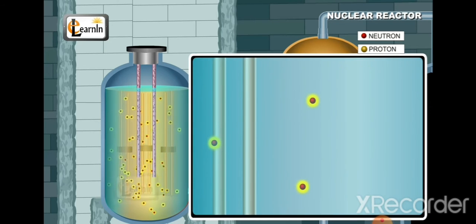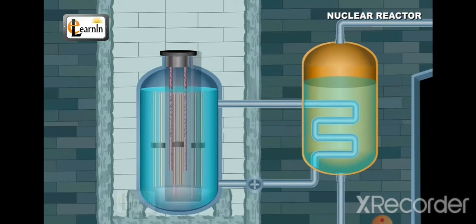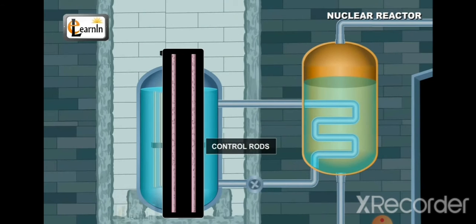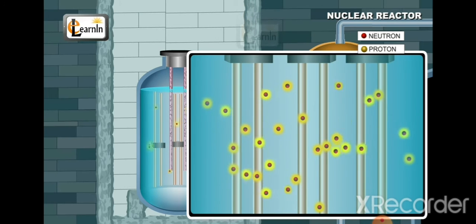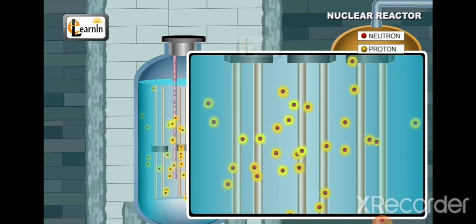A new fission reaction can now be triggered using this slow neutron by striking it with a fuel element. The third and most prominent part of a nuclear reactor is the control rods. In order to get a steady output of energy from the nuclear reactor, every single fission reaction should trigger another fission reaction and ensure the availability of spare neutrons released to trigger the chain reactions.